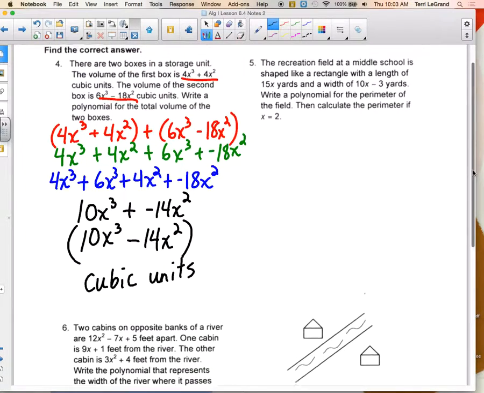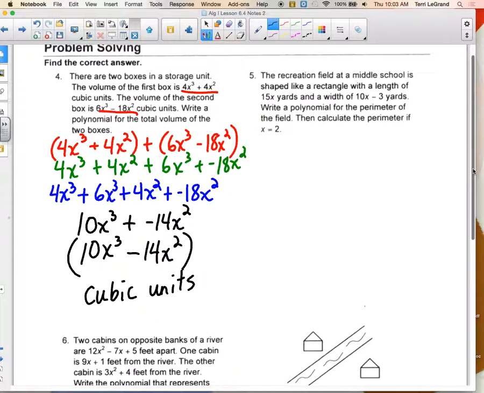Okay, let's take a look at number 5 then. So the recreation field at a middle school. I'm going to put a line going kind of separate, and you might want to do the same thing in your notes so that you can keep those problems separate of each other. We have the recreation field at a middle school that's shaped like a rectangle. It has a length of 15x yards and a width of, I'm thinking it might be a good idea to draw this rectangular recreation field.